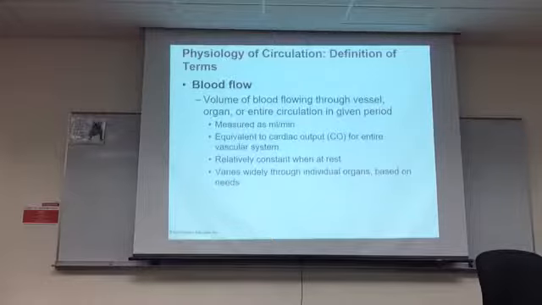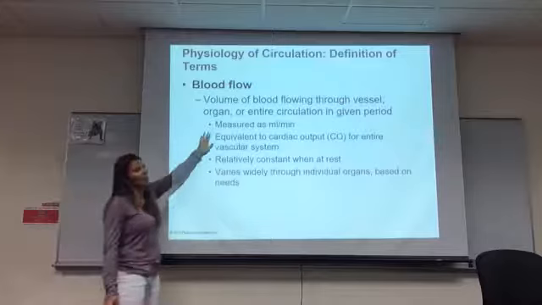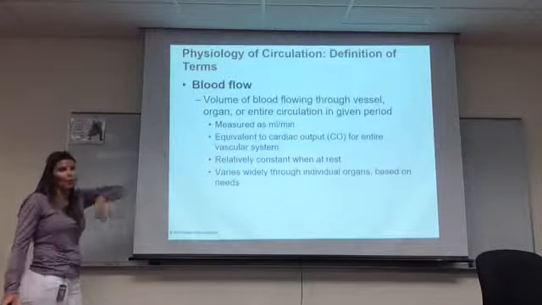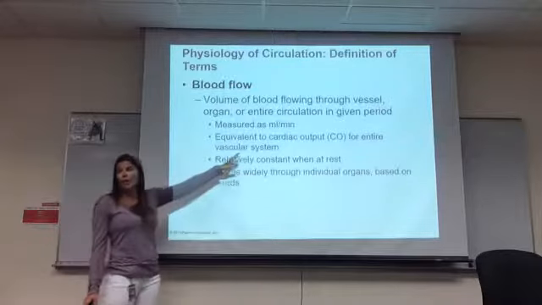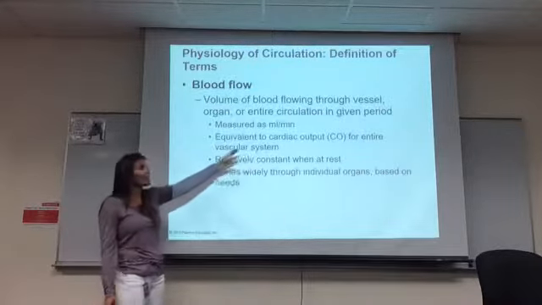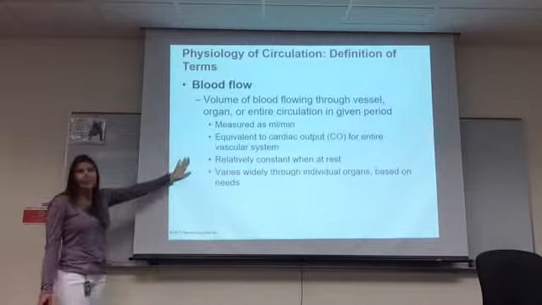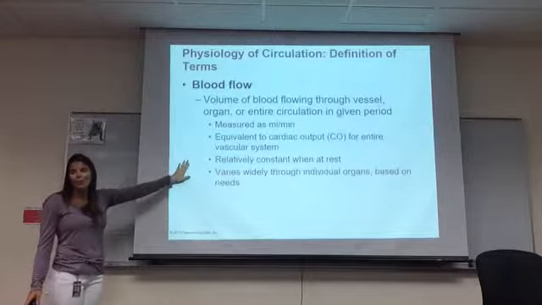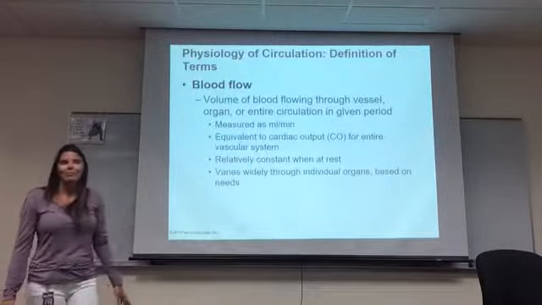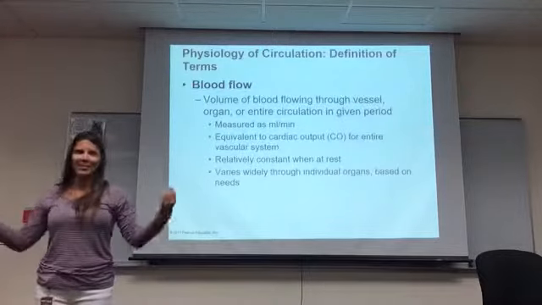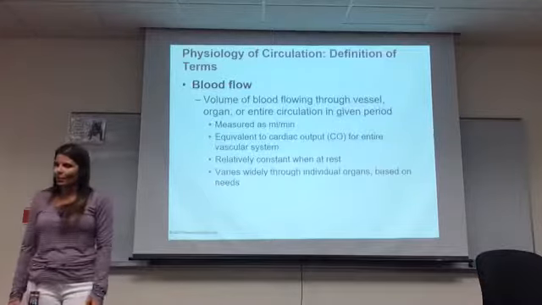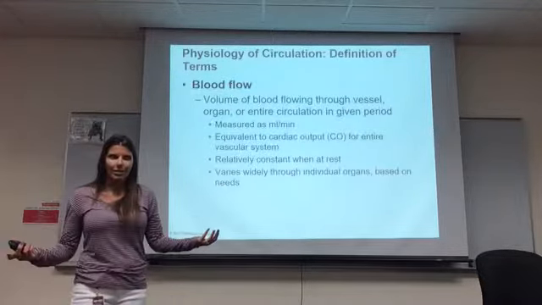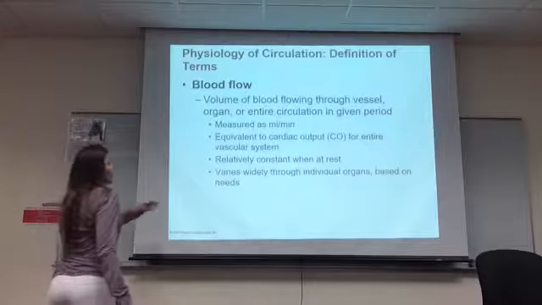Okay? So blood flow. When we talk about how blood flows, we talk about it going through the vessel. We measure it in milliliters per minute, unless we're talking about pressure. So we're just talking about blood flow right now. It's the equivalent to cardiac output, which we discussed in a previous lecture. It's relatively constant when you're at rest. What type of things would increase your blood flow? Exercise. Getting up and doing something. I mean, not trying to say obvious things, but obvious things would cause you to increase your blood flow.